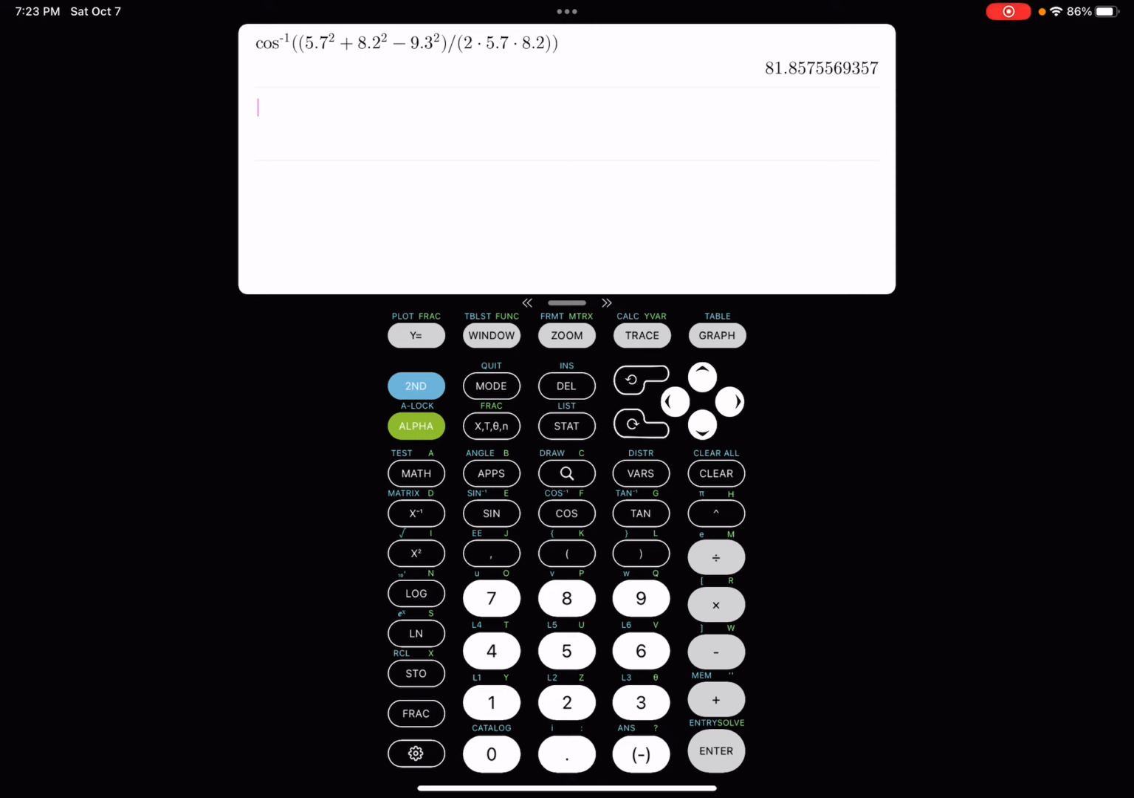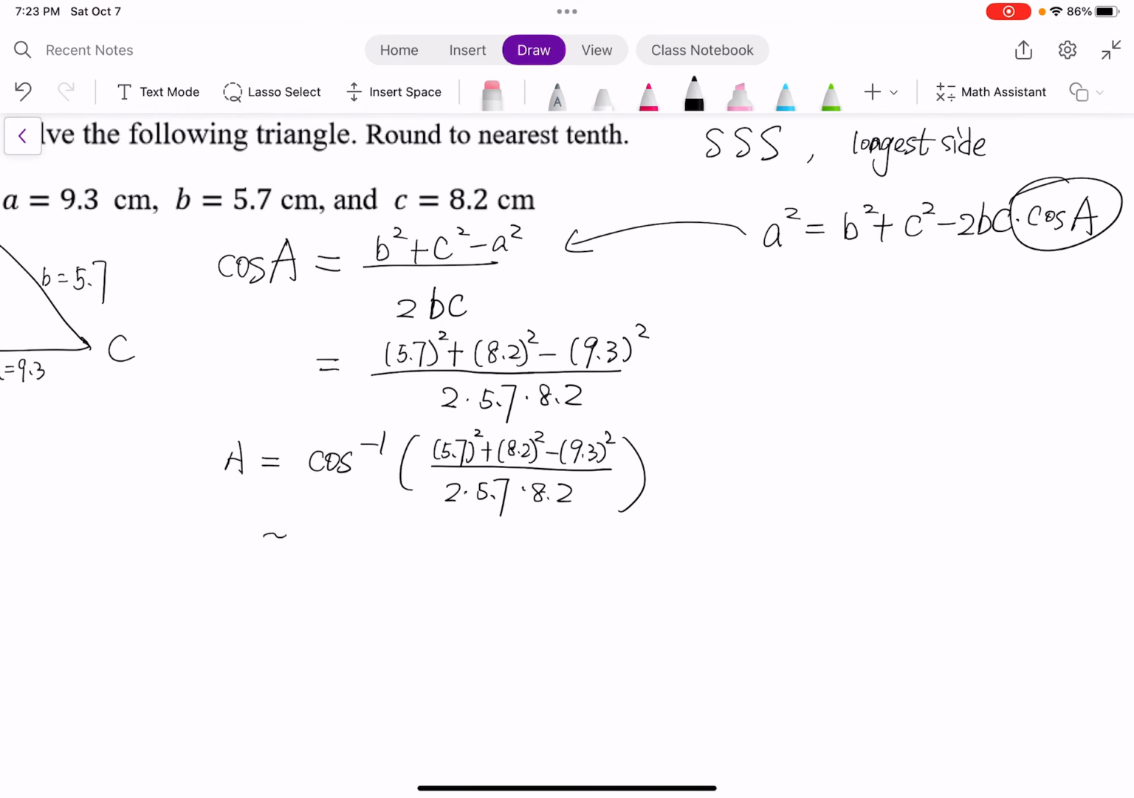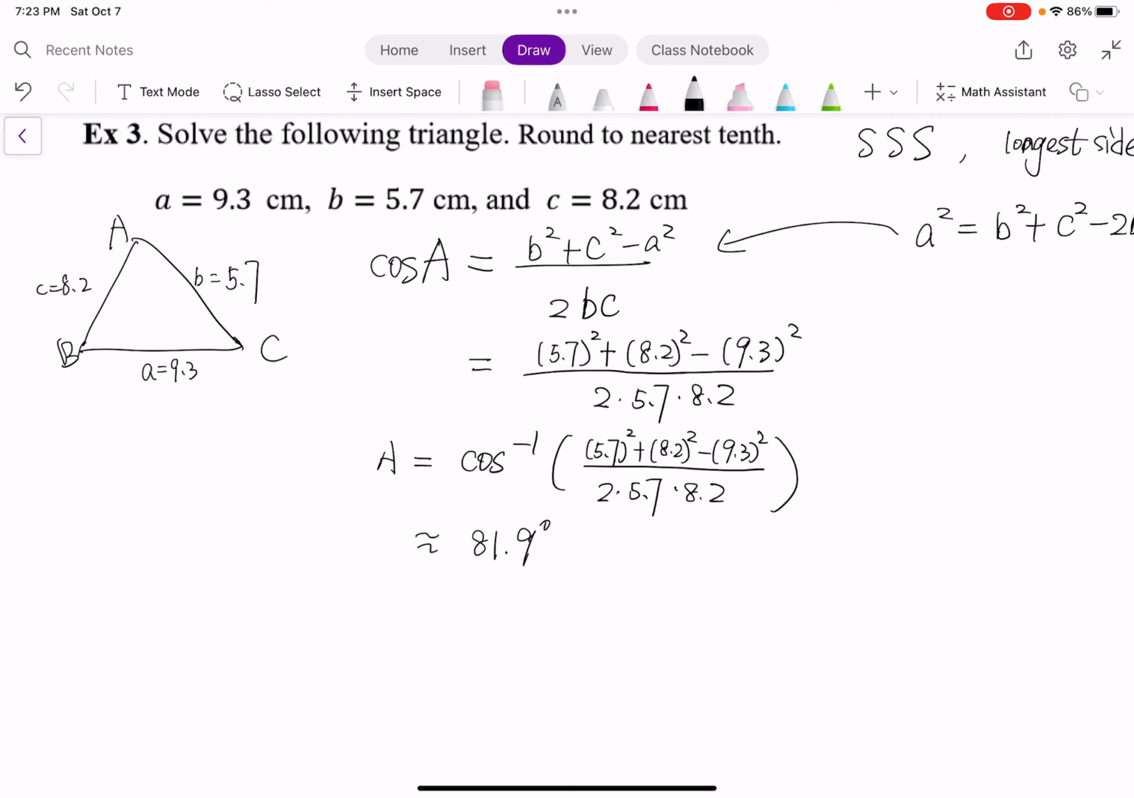So we are having 81.857 something. Round to the nearest tenth, I'm having 81.9. So the angle A is 81.9 degrees. And what is the next? So we know the angle A. We only know one angle, so we can find the other angles by using the law of sine.